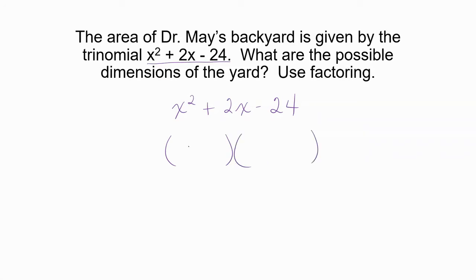So we're going to ask ourselves, first of all, each term is going to get an x because of that x squared there. Then we're going to ask ourselves, what 2 numbers multiply to give us -24, but add to give us +2? Let me say that again. What 2 numbers multiply to give us -24, but add to give us +2? That's going to be +6 and -4. And this actually answers the question here because we were asked what are the possible dimensions. So what are the 2 things that could factor together to give us that area? And so that would be x plus 6 and x minus 4.